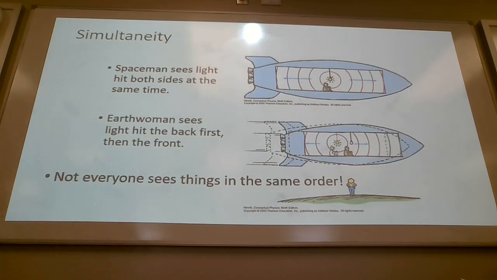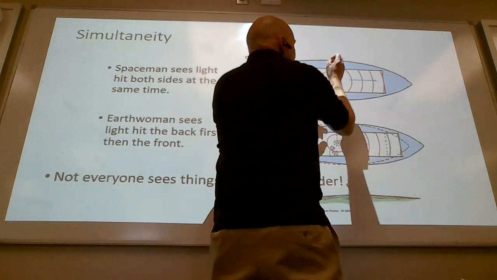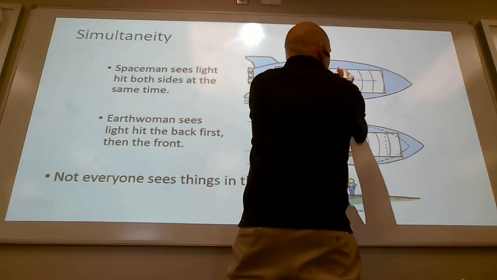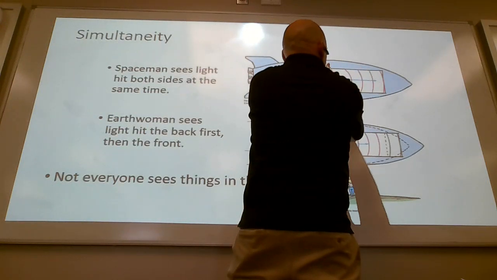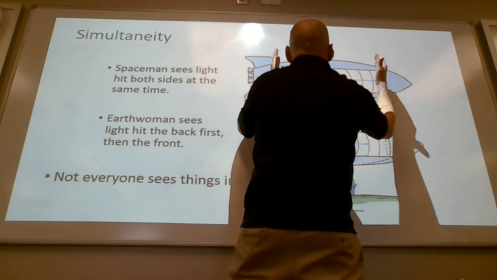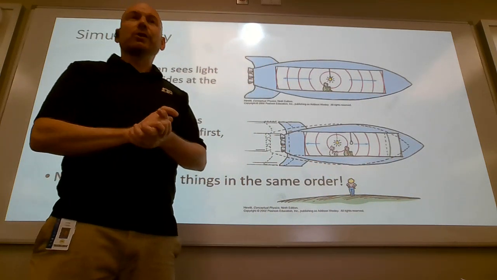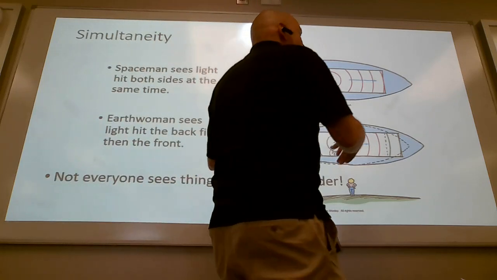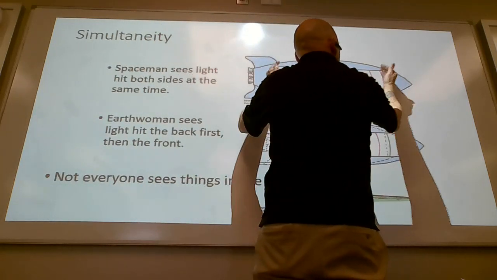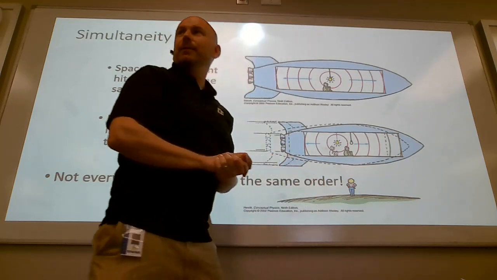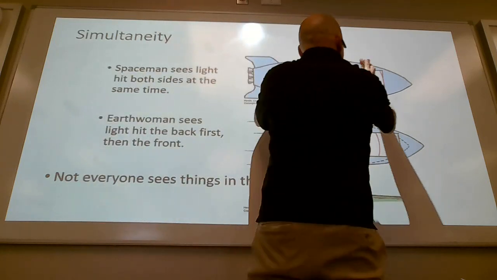From Adam's point of view, he turns it on, the light waves go out at 3 times 10 to the 8th meters a second and illuminate both sides at the same time. Just like if you threw a rock in the pond, those ripples go out at the same speed. Bing.